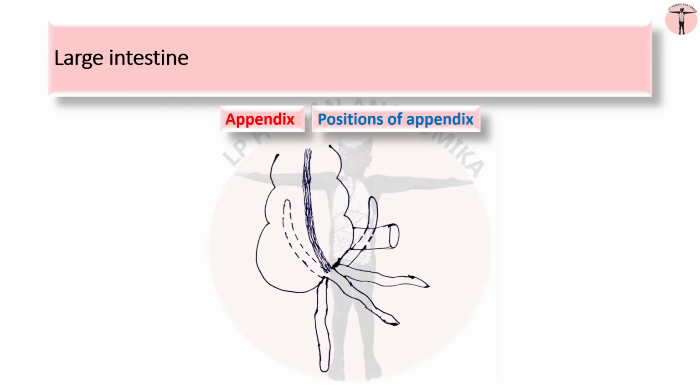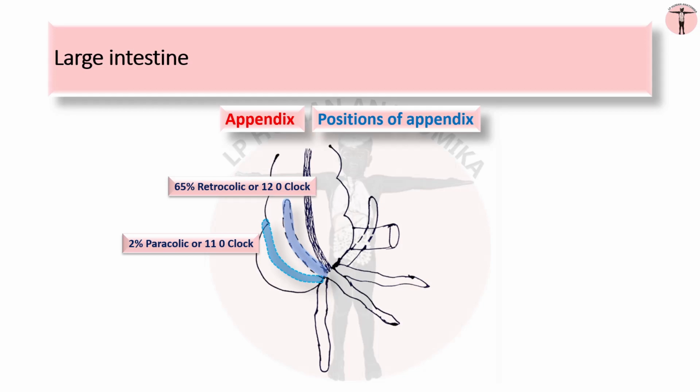Common positions of the tip of the appendix. The base of the appendix is fixed, but the tip of the appendix is subject to a considerable range of movement and may be found in the following positions, which are indicated by the hours of the clock. Paracolic or 11 o'clock position: the appendix passes upwards on the right side of the ascending colon in 2% of cases. In the retrocolic or retrocecal or 12 o'clock position, the appendix passes upwards behind the cecum and the ascending colon, which is the commonest position, seen in 65% of cases.